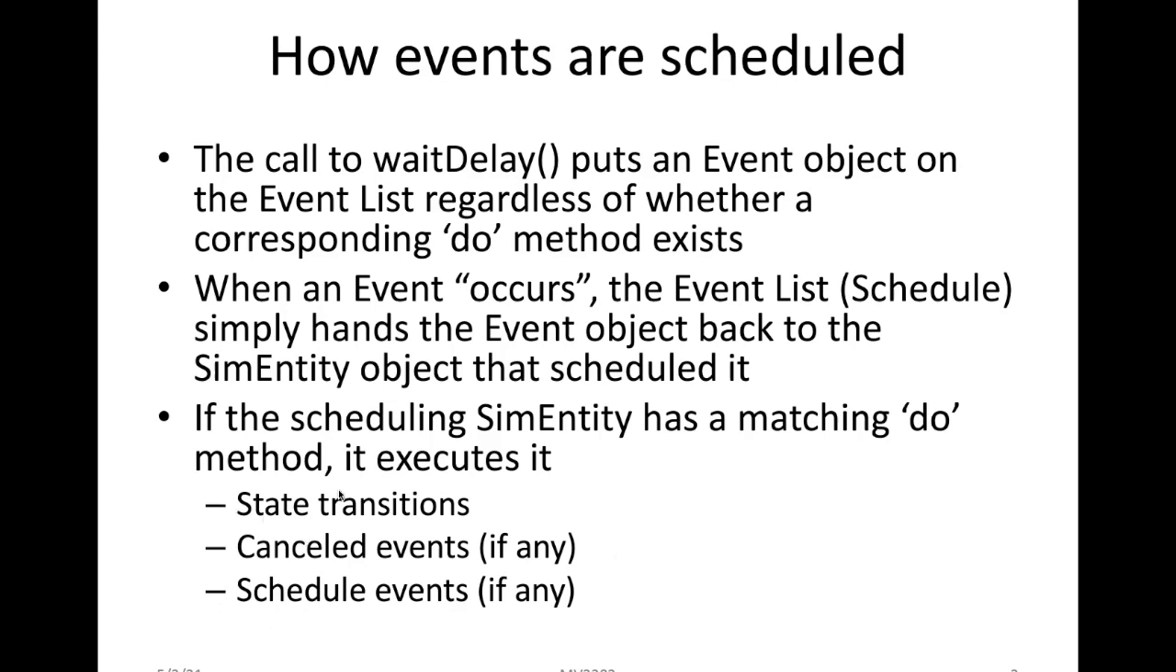So these are the only three things that go on inside of the do method. And again, the event list has no idea what any of that is about. All the event list is concerned with is that when it decides, okay, now I'm going to process this event, it hands it back to the SimEntity, and then the SimEntity that had scheduled it does its thing. And when all that's done, then the event list moves on to the next. It says, okay, is there a next event?